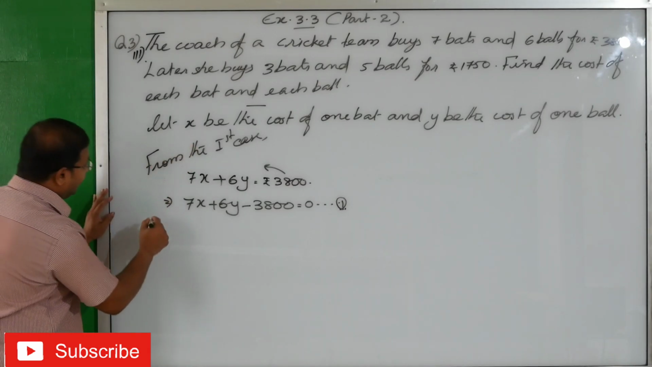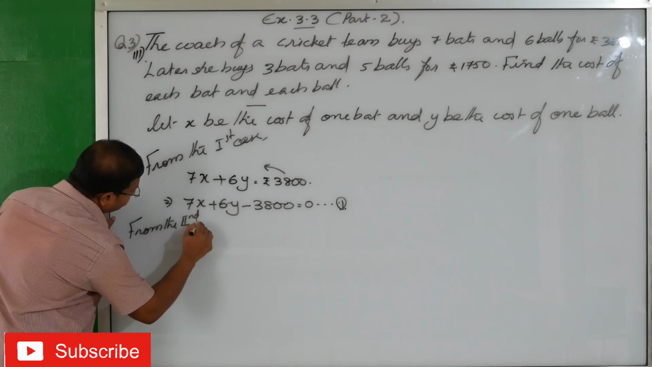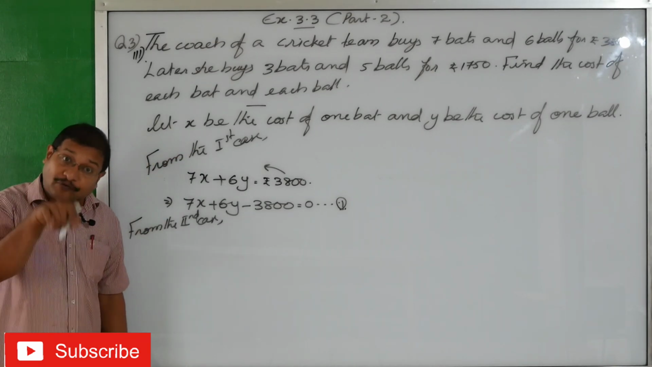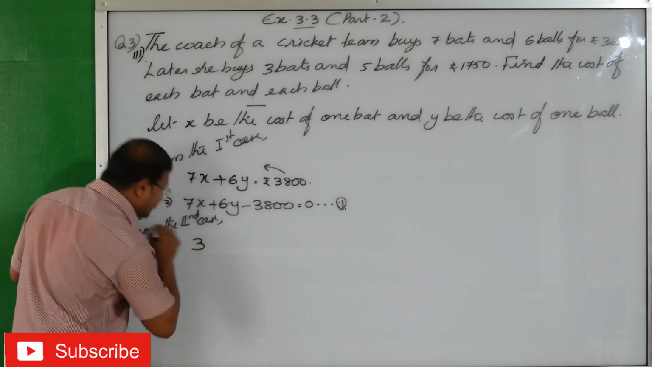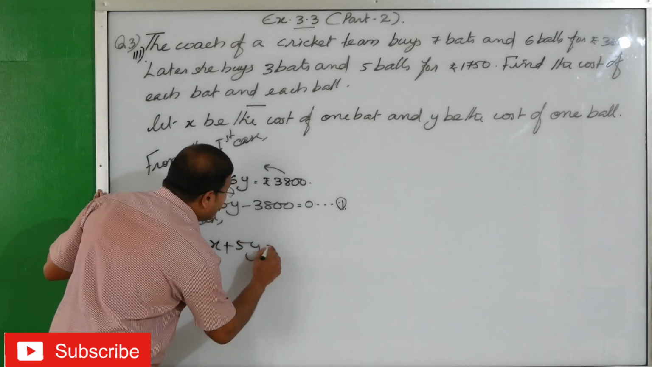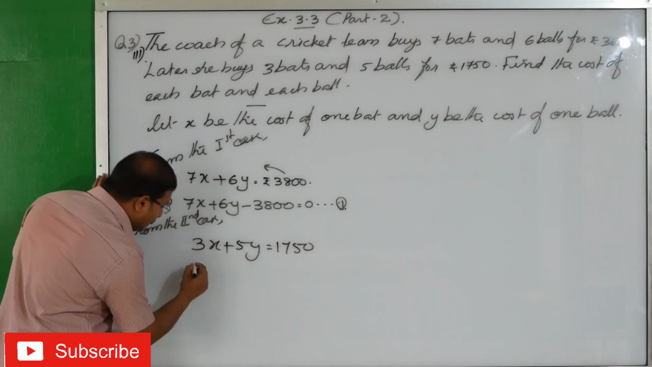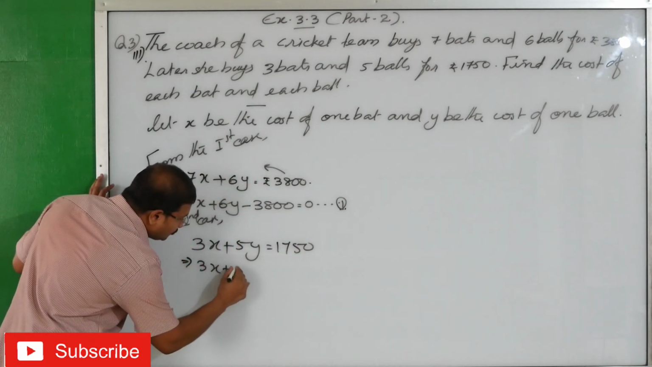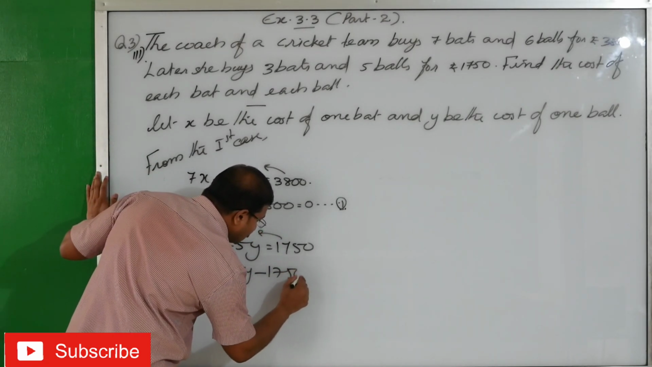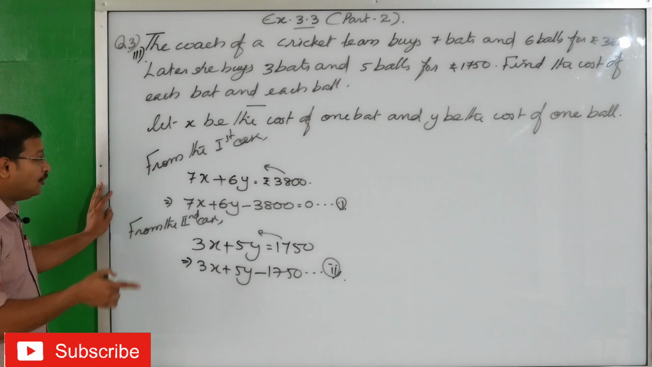After that, from the second case, see, she buys 3 bats and 5 balls. So 3 bats, that means 3x plus 5 balls, that means 5y, equal how much? 1,750. So let us arrange this one, that is 3x plus 5y, this 1,750 goes next side, minus 1,750, this is equation number 2.